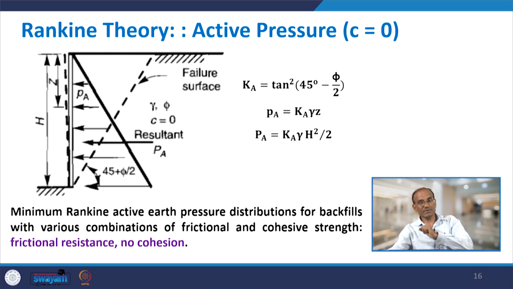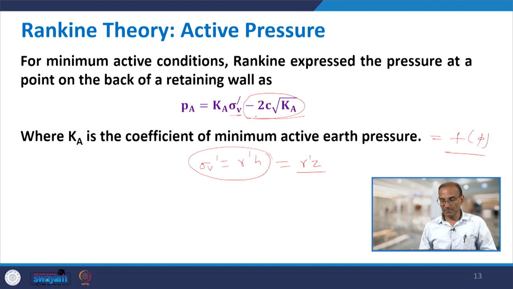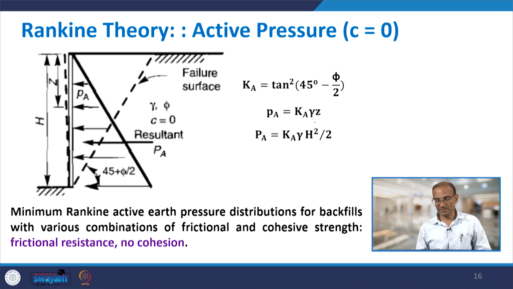For example, in Rankine theory, the active pressure case, when C equal to 0, the active earth pressure coefficient Ka is given by tan square (45 degrees minus phi by 2). This is the diagram for cohesionless soils. If you recall, Pa in general is given by Ka sigma v minus 2 C root Ka. If I put C equal to 0 in this equation, then you get Pa equal to Ka sigma v, where sigma v is nothing but gamma z. This quantity is your effective overburden pressure, where gamma should be taken as gamma dry for dry soil, or gamma submerged for saturated soil.